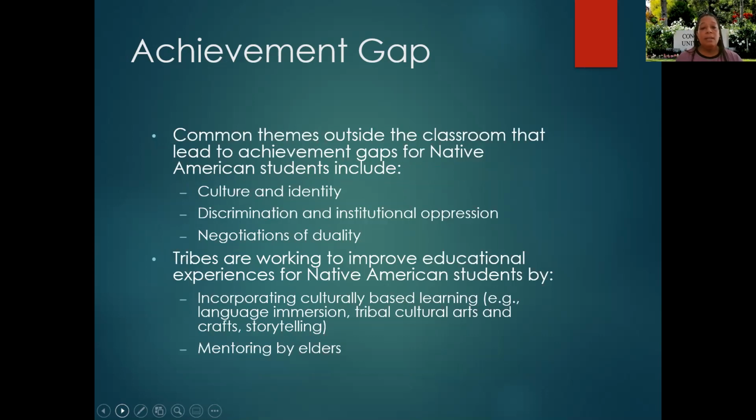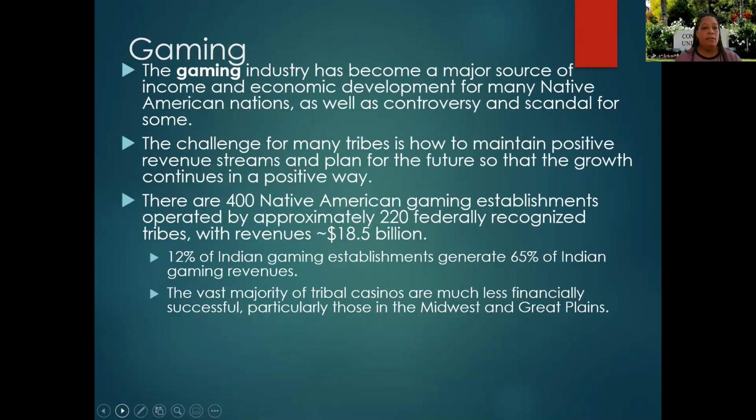Common themes outside the classroom that lead to the achievement gap for Native American students include culture and identity, discrimination and institutional oppression, and negotiations of duality. And then the tribes are working to improve educational experiences for Native American students by incorporating culturally based learning. Some examples of that are language immersion, tribal cultural arts and crafts, storytelling, and mentoring by their elders.